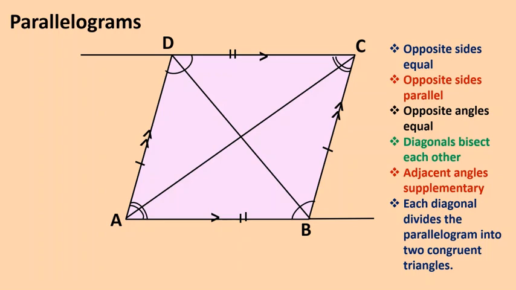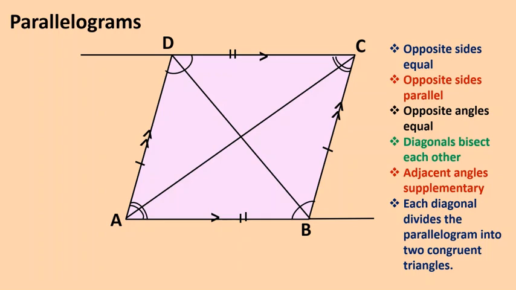Similarly, if I cut the parallelogram using the other diagonal BD, that time also the triangles formed, CBD and ABD, will be congruent to each other. You have to remember this because among parallelograms, there are some specific parallelograms. We have to learn that.